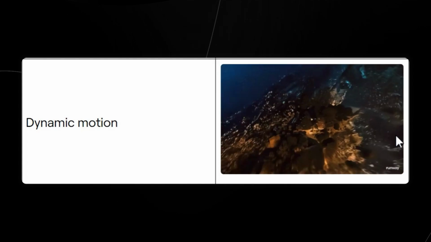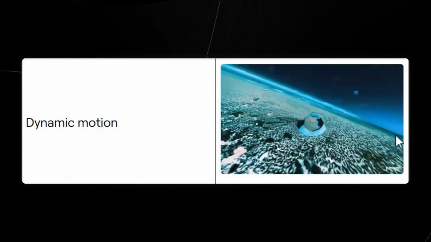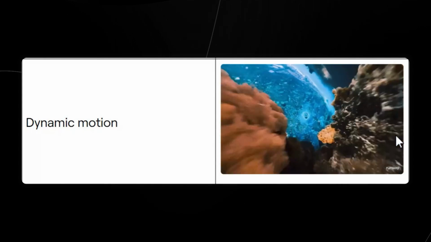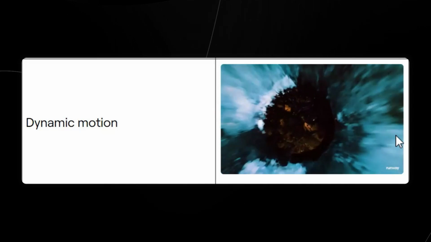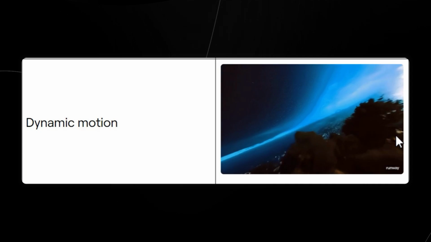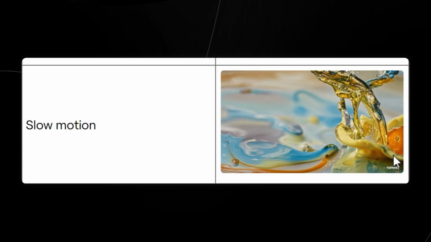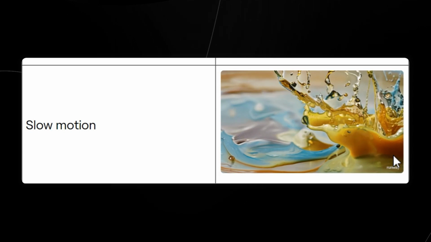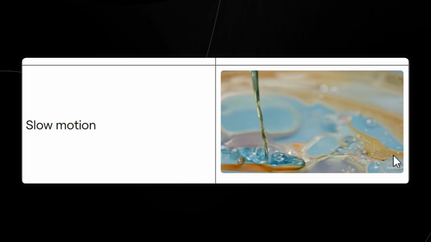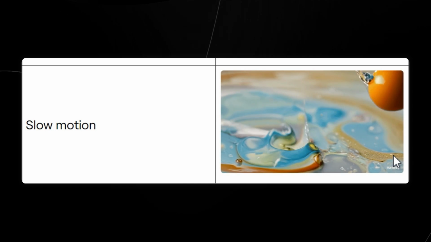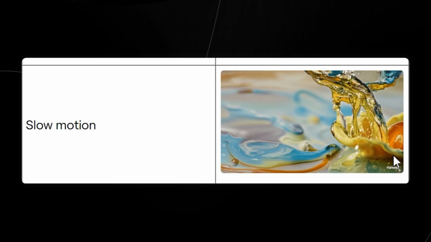Now let's look at the movement speeds. Movement speeds such as dynamic motion capture fast-paced and fluid movements, conveying energy and excitement. This is useful for action sequences, sports videos, and energetic scenes. Slow motion stretches the time of the action, emphasizing details and allowing viewers to see intricate movements more clearly. This is useful for dramatic moments, showcasing details, and emotional scenes.